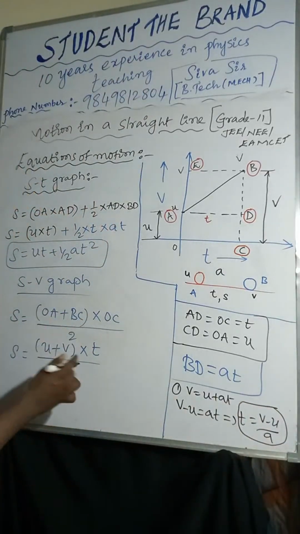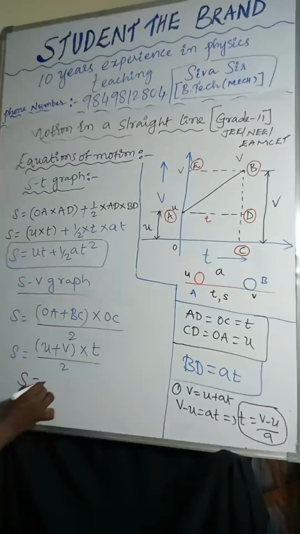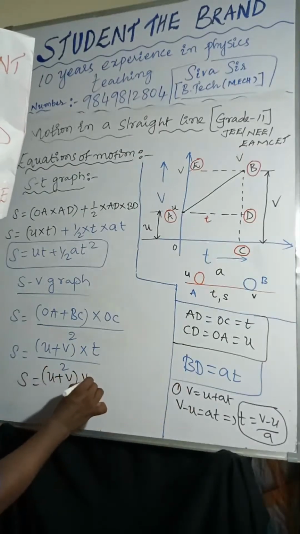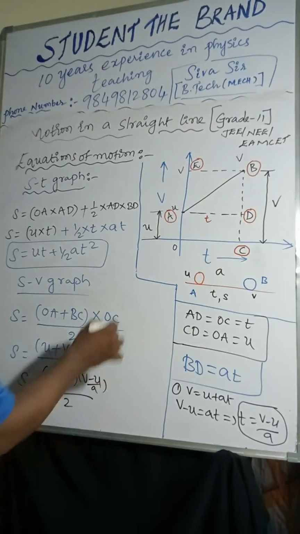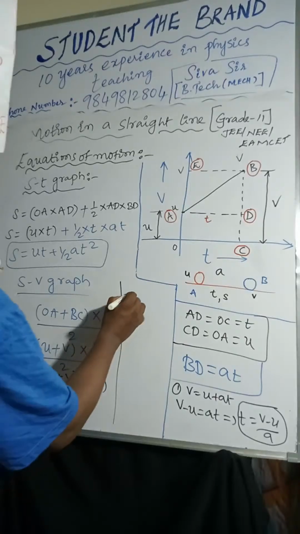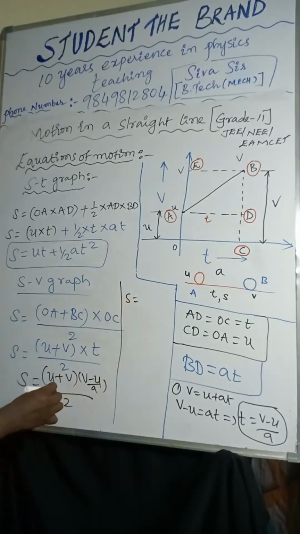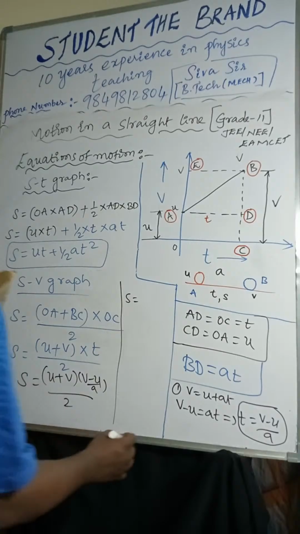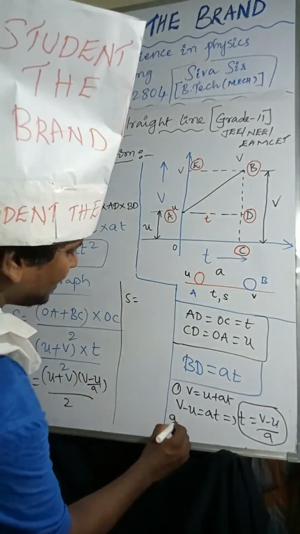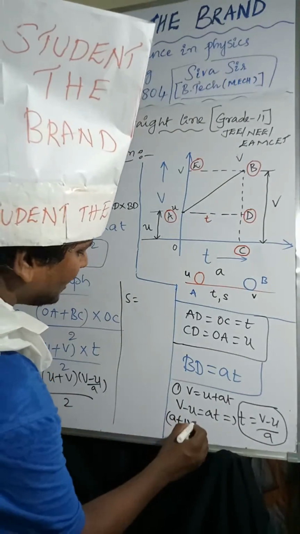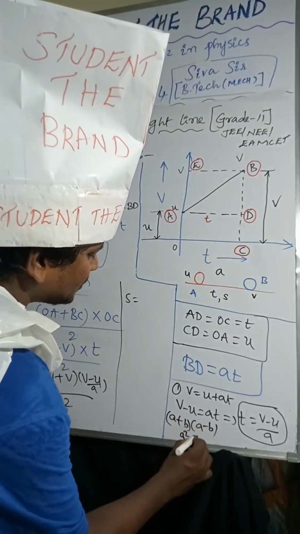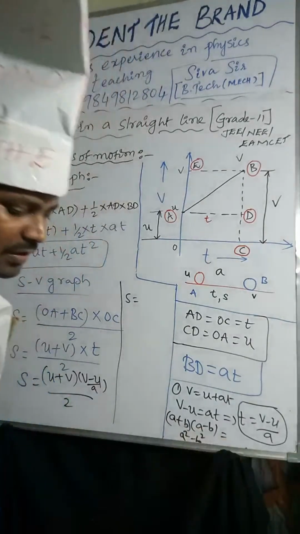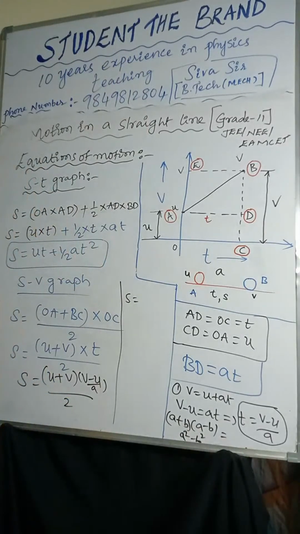Now substitute in this case. In the case s equal to (u plus v) into (v minus u) by a into 2. If you do it, how much will you get? s equal to, so this is in the form of (a plus b) into (a minus b). We know that (a plus b) into (a minus b) is a square minus b square.